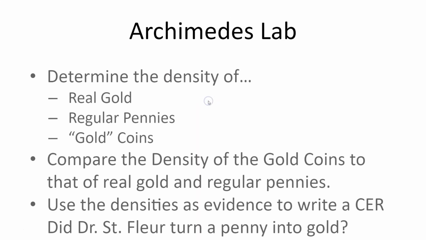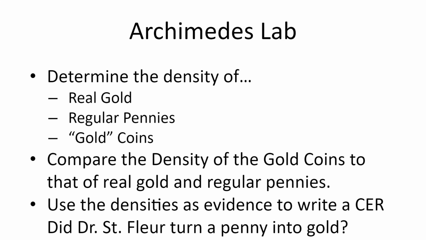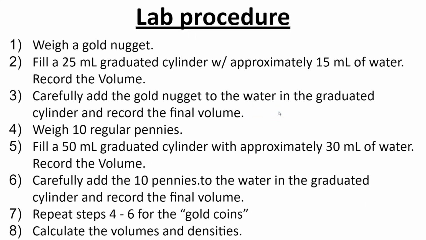All right, so let's go into the lab now. Remember the lab, you're going to determine the densities of real gold, a regular penny, and gold coins, and then compare, and use it as evidence for your CER. So what would the procedure look like if you were in the lab? Well, first you need to get the densities of all three substances: real gold, a regular penny, and the gold coins. So let's start with the real gold.